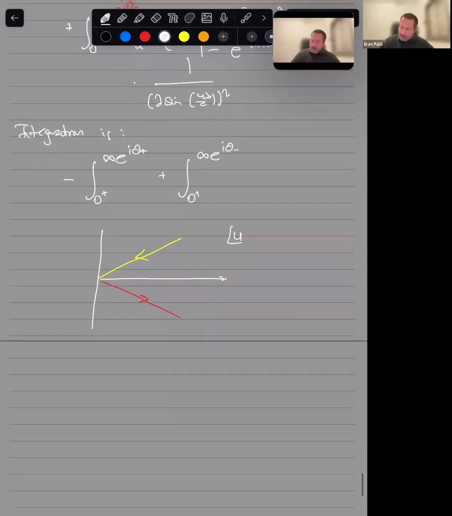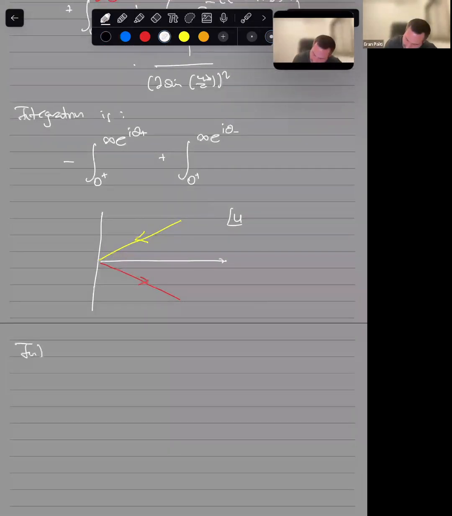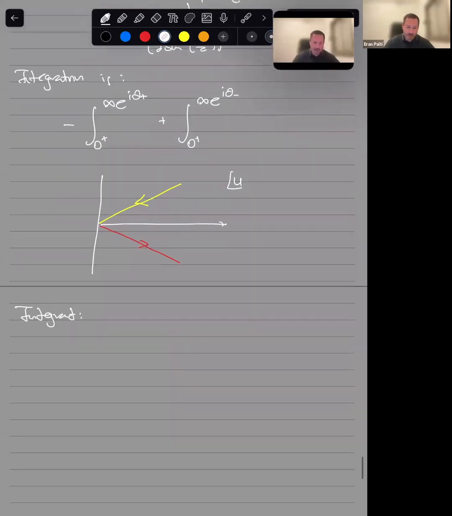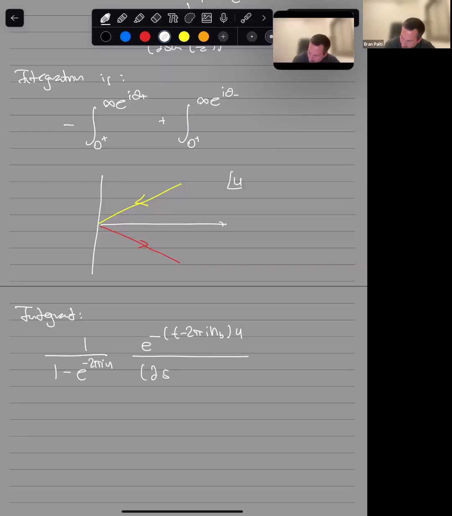But the integrand that we're integrating over, let's write it out. What is it? It's 1 over 1 minus e to the minus 2 pi i u, times e to the minus t minus 2 pi i n b u, over 2 sine of u lambda over 2, squared.